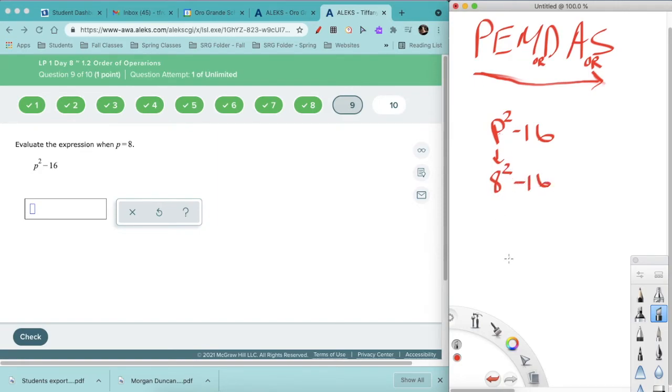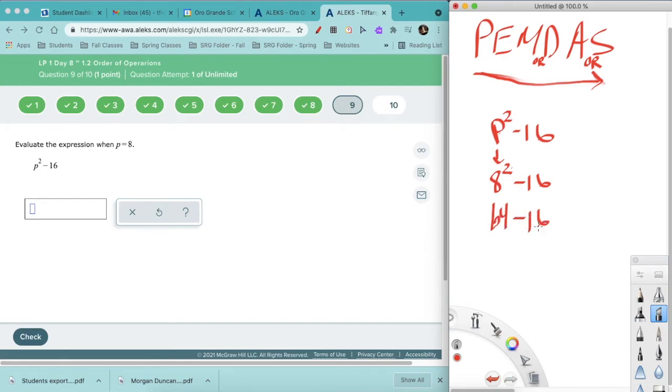So remember, order of operations, I have to do exponents before I can do subtraction. So 8 squared does not mean 8 times 8. And they're doing this on purpose because it kind of looks like it's 16 minus 16. Remember, it doesn't mean 8 times 2. It means 8 times 8. So it's 8, 2 times. 8 times 8 is 64. And now we can take away 16.